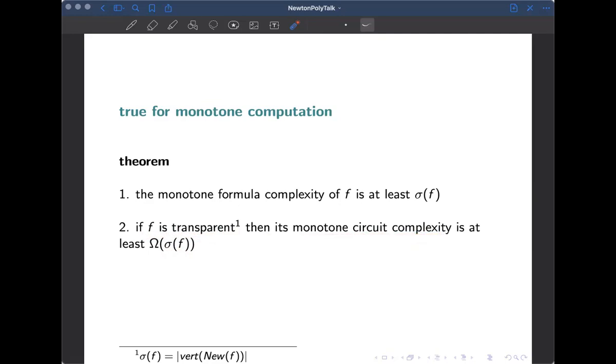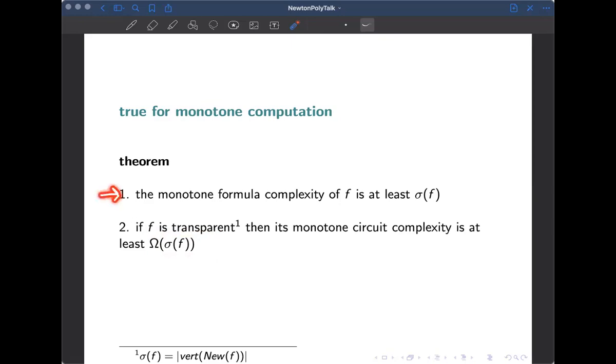And what is this family of polynomials? The family of transparent polynomials. A polynomial is transparent if its shadow complexity is equal to the number of its vertices. So when we project the polytope to the plane, all the vertices of P are vertices of the projection. For such a polynomial, shadow complexity implies monotone circuit lower bounds.